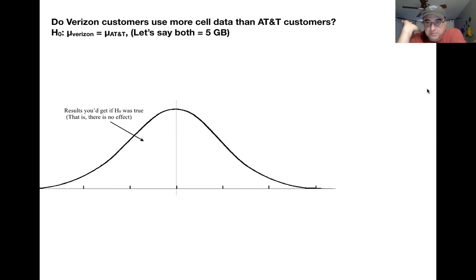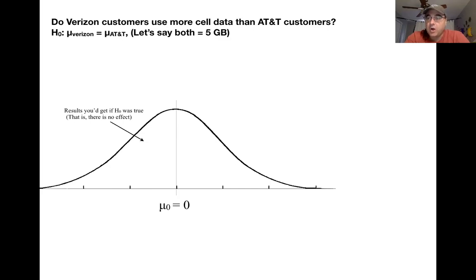So let's just assign some numbers to that arbitrarily, just to keep ourselves grounded here. Let's say that the mu, the population mean, of people on Verizon plans is 5 gigabytes, and the mu of people on AT&T plans is also 5 gigabytes. Of course, some people use more, some people use less, but if the mu of both of those populations is 5, then if we took a sample from Verizon and a sample from AT&T and subtracted the mean of both of those samples, you would most often get something that was 0.